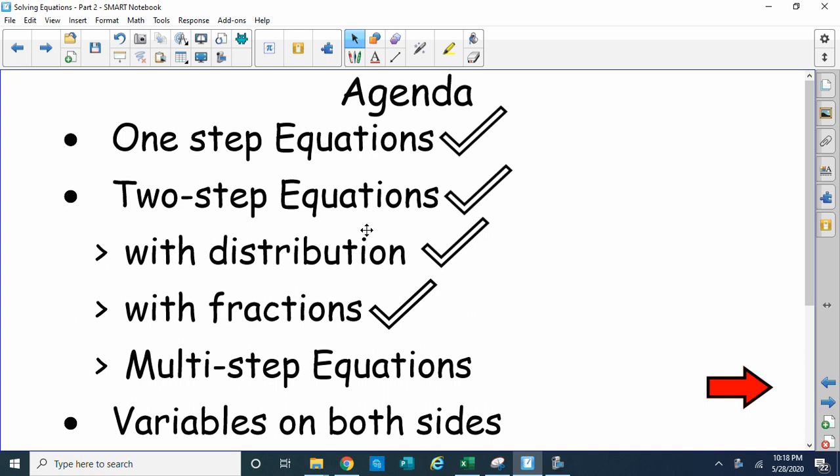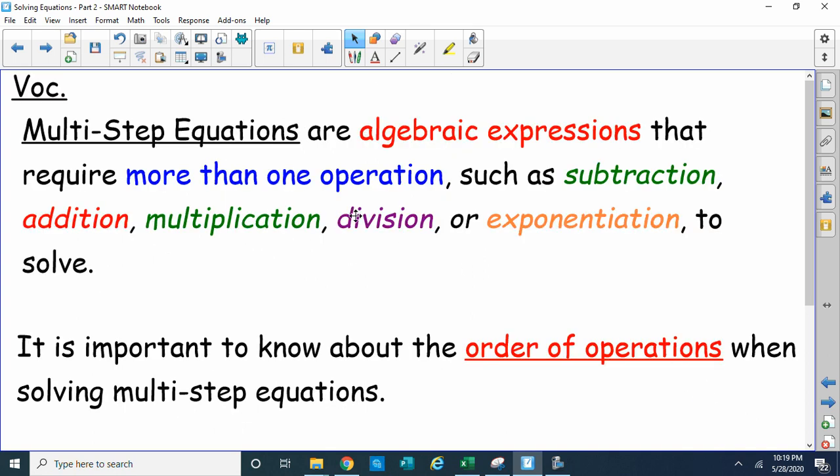If you remember, here was our agenda that we did. We started with one-step equations, and we went to two-step equations. We did some distribution with two-step equations. We showed fractions with two-step equations, and now we're working on what's called multi-step equations. A multi-step equation is an algebraic expression that requires more than one operation, such as subtraction, addition, multiplication, division, or exponentiation to solve. It's important to know the order of operations when solving multi-step equations.